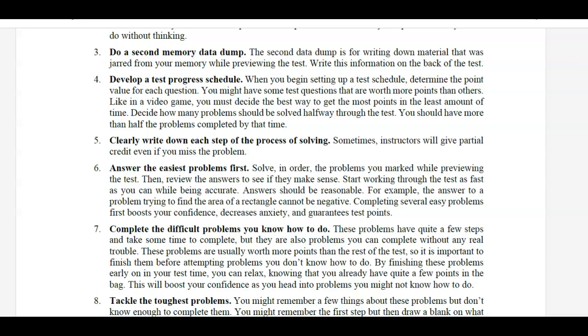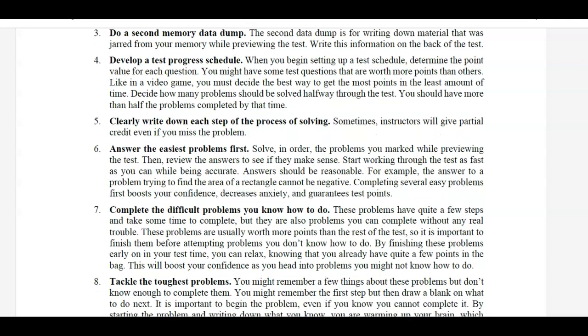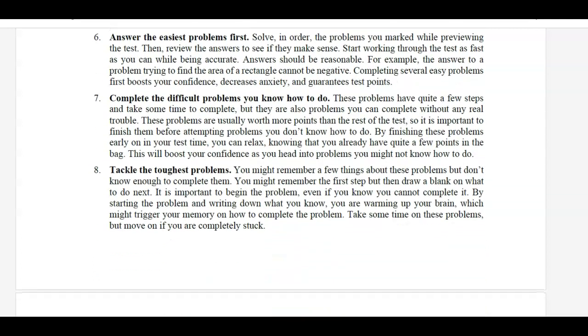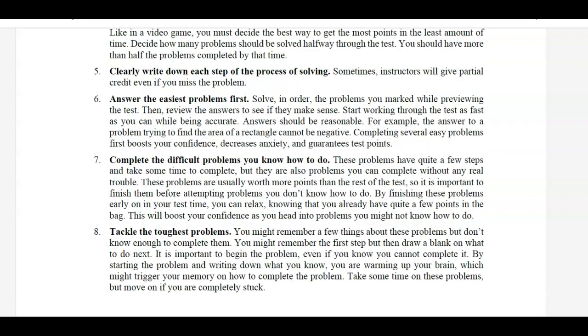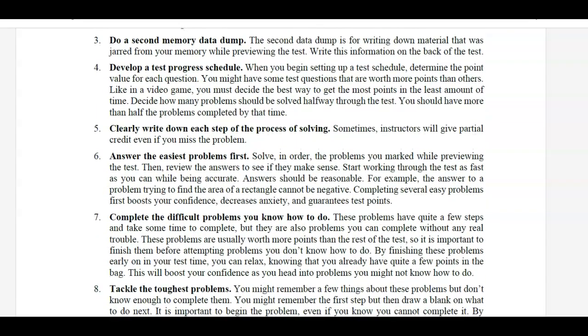So if there's something you come across that you're struggling with, you need to skip it and come back to it after you've done everything you know how to do. And that is the next point. Complete the difficult problems you know how to do. Oh, sorry, number 6. Sorry, I really skipped ahead of myself.